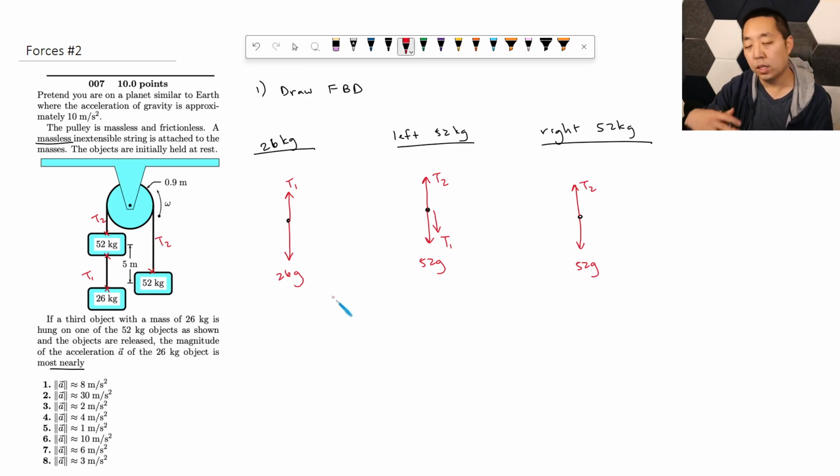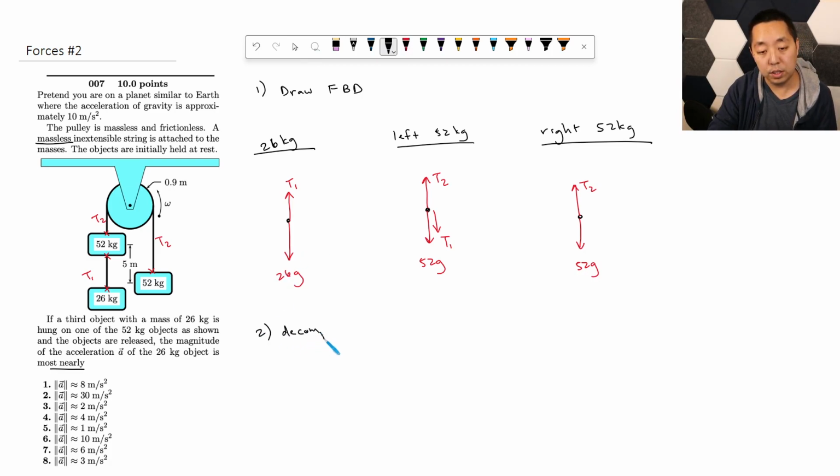Okay, cool. After this, we would decompose any forces. If they're at angles, we would decompose into horizontal and vertical. These are all vertical forces, so we don't have to do that. So the step after that, usually step 2, is to decompose forces. This is not applicable here. Step 3 is we want to identify the acceleration in the system.